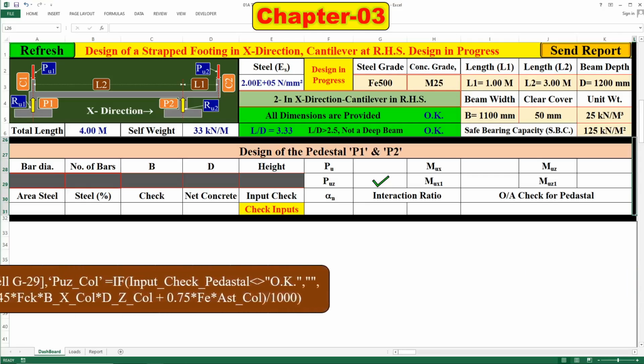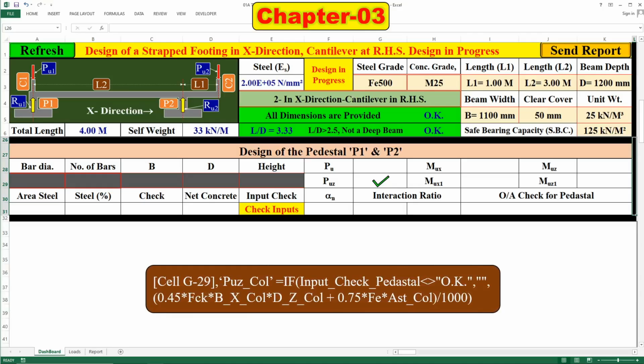Next formula on the screen is the formula for P_U_Z in cell G29. The defined name of the cell is PUZ_COL. P_U_Z is the design load that a pedestal can withstand safely. Once again, after verifying input_check_pedestal, it calculates the value of P_U_Z as per IS 456.